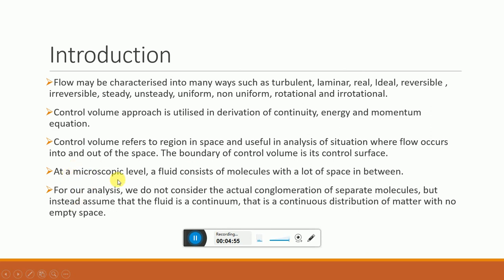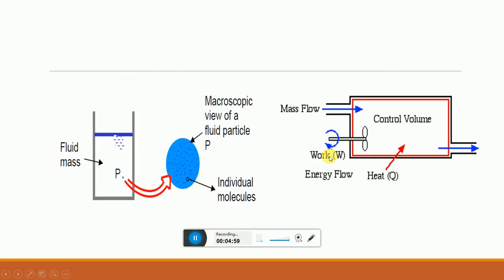At a macroscopic level, fluid consists of molecules with lots of space in between. If you take a container filled with water, or a fluid, it doesn't mean that it is only a liquid. It might be gaseous also. Fluid is a combination of liquid and gas, right? On a microscopic level, the fluid cannot be bonded, so we have some free space between the individual molecules. But we're going to take into consideration that the fluid is continuous.